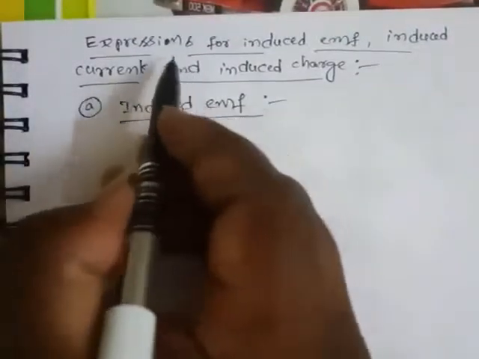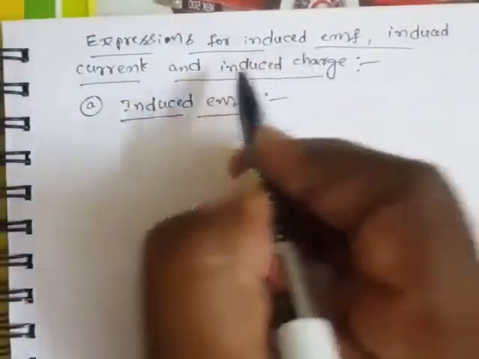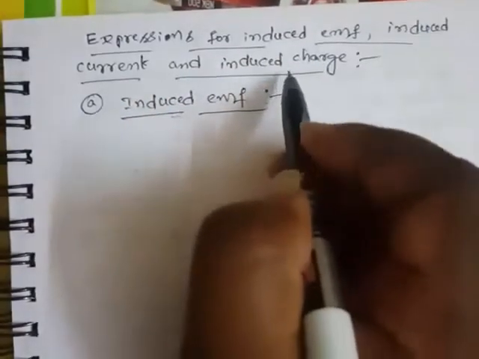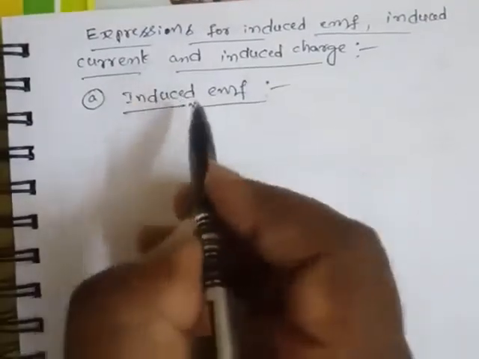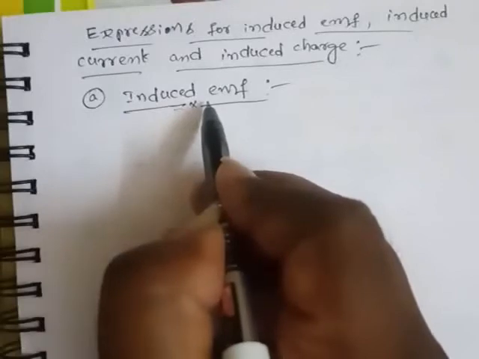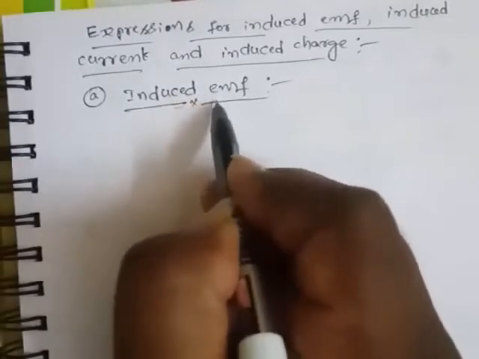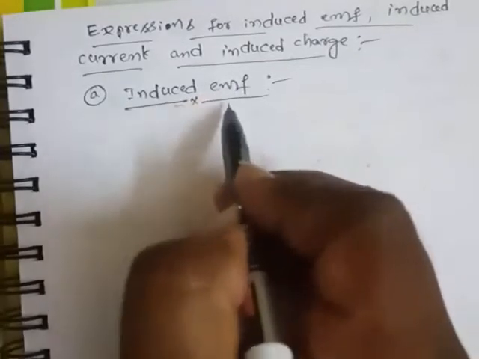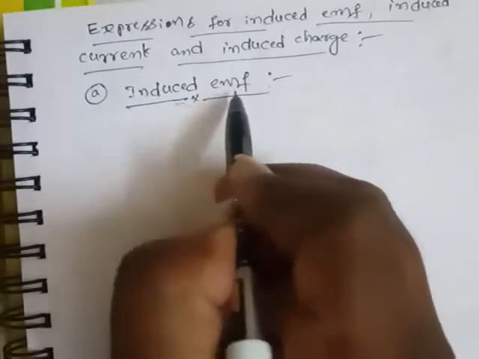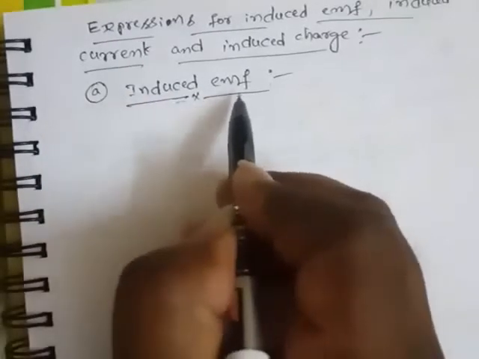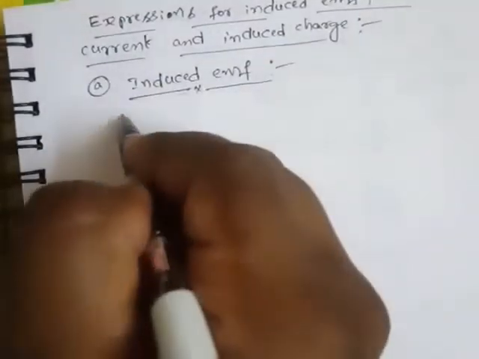Dear students, today we'll see the expressions for induced EMF, induced current and induced charge. Among that, first we'll see the induced EMF expression. Already we know when the EMF is induced in a circuit or a conductor. According to Faraday's experiments, whenever the flux is changed, induced EMF must be produced, which causes induced current.